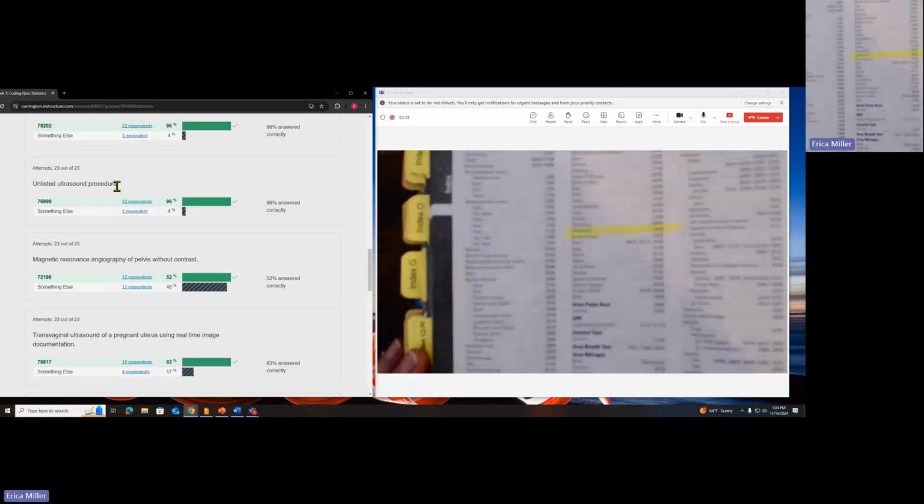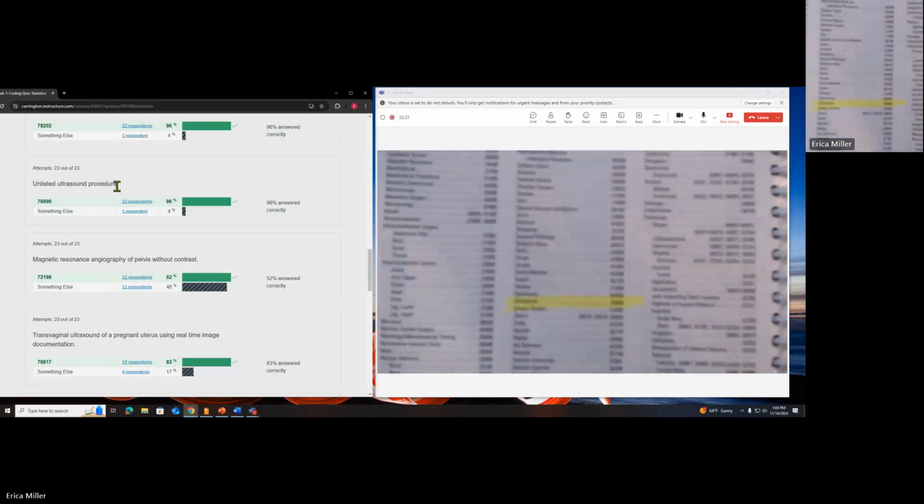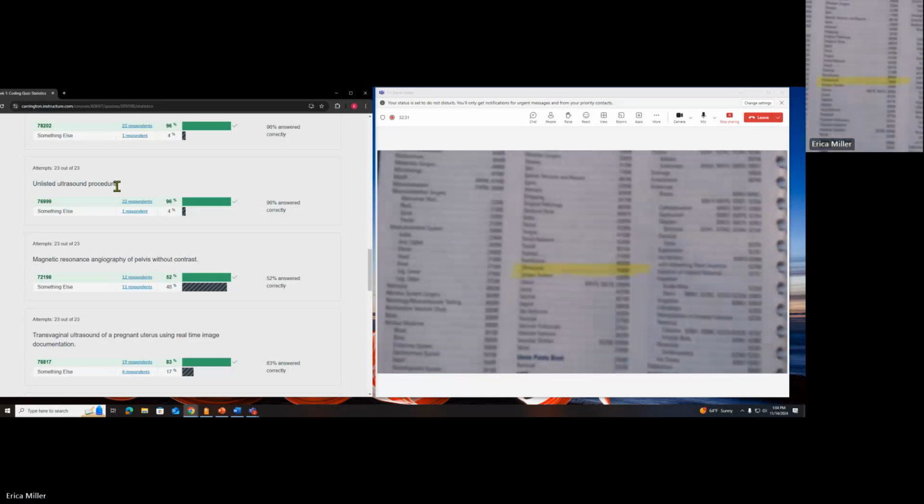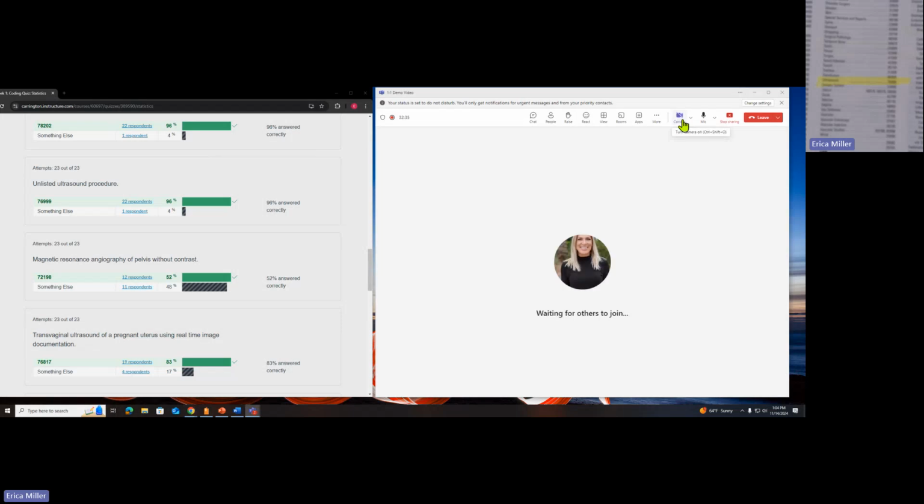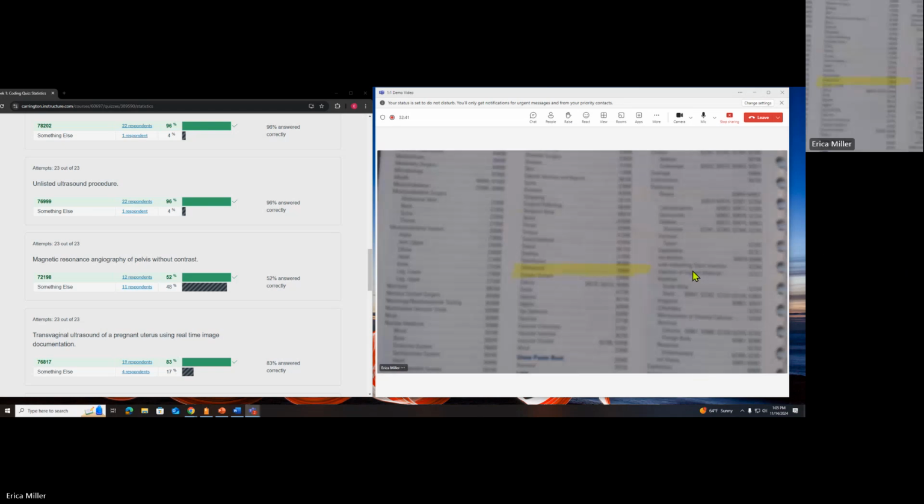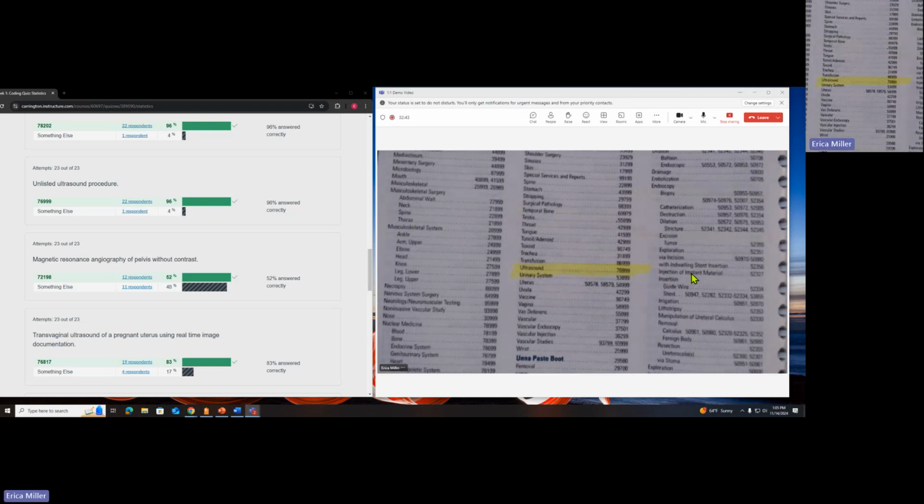This looks fuzzy. Let me see if I can get it to zoom in a little bit here. Come on. Let me see if I can turn this on and off. It'll fix that. There it goes. Okay, much better.